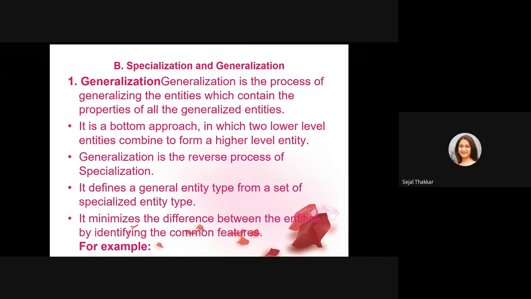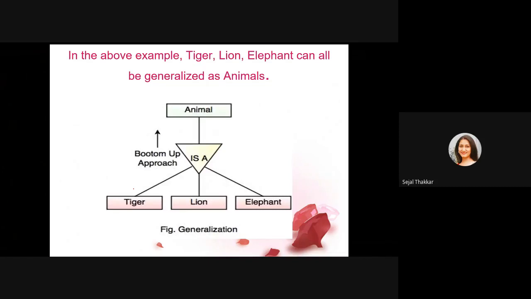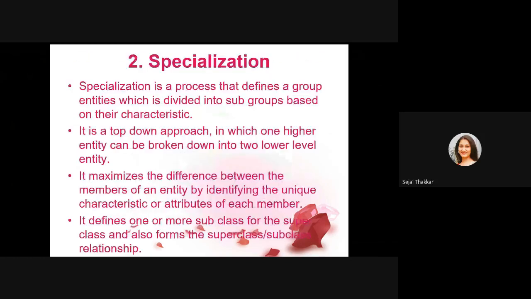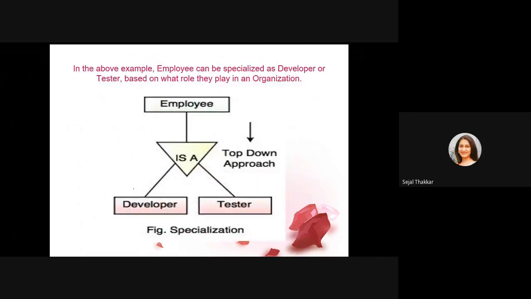Generalization is part of that inheritance, and it is a bottom-up approach. You can see here tiger, lion, and elephant belong to the animal class. So you can say that the subclasses belong to the category superclass animal. Next is specialization. Specialization is a top-down approach. A superclass can make a subclass. An employee can be a developer. An employee can be a tester. An employee can be a project manager, like this.